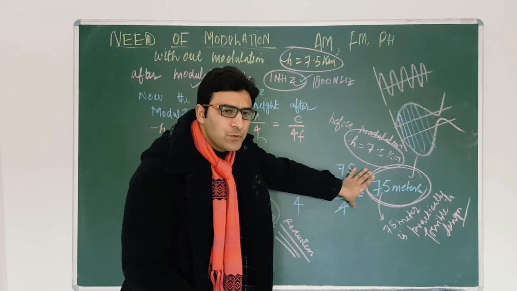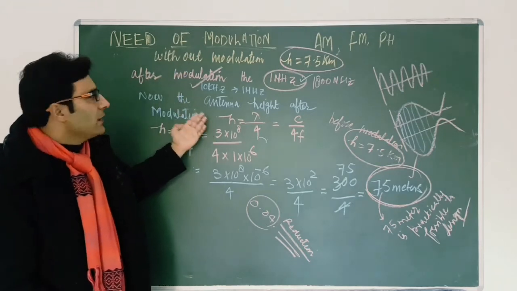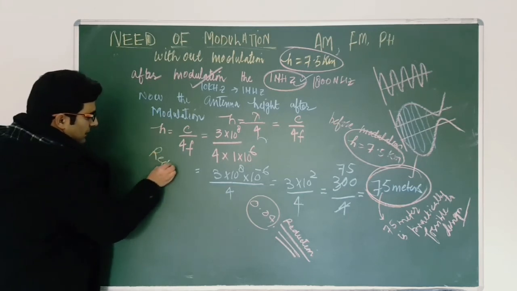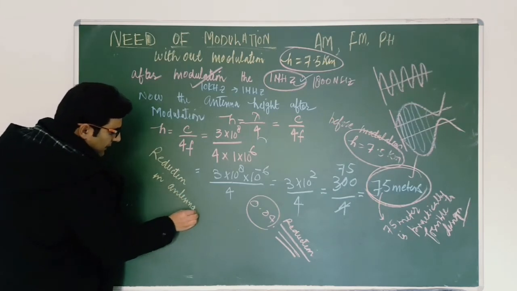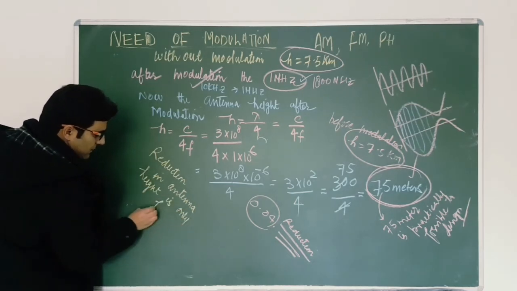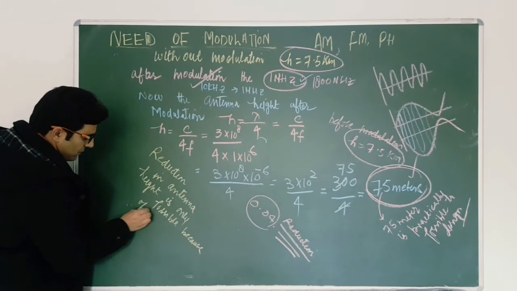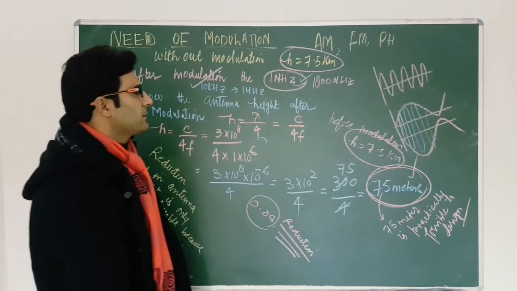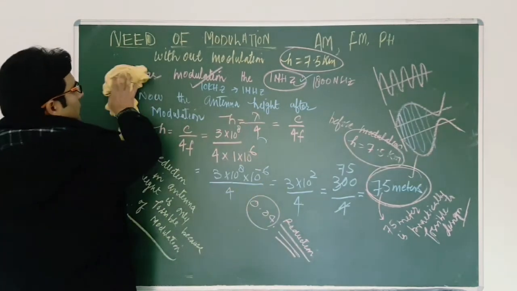कि in order to reduce the antenna height, simply we will go for modulation, and this is the need of modulation. The need of modulation is reduction in antenna height. Reduction in antenna height is only possible because of modulation, right? This is the first need, that is reduction in antenna height, and that is by the use of modulation.